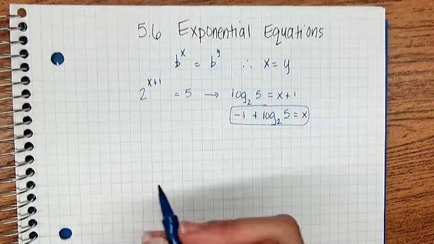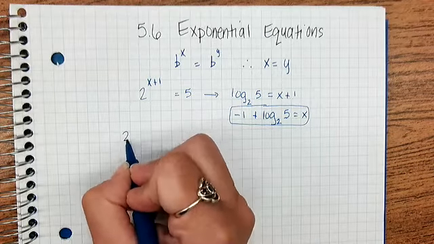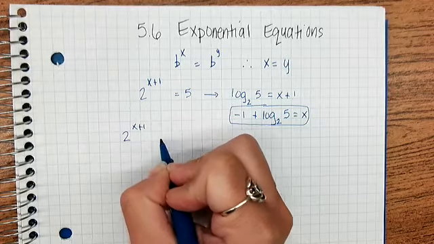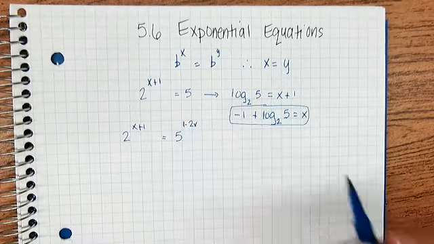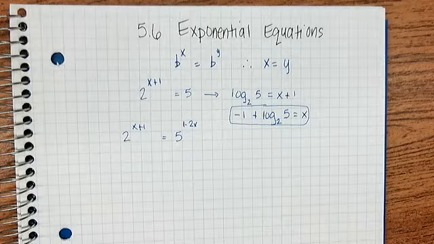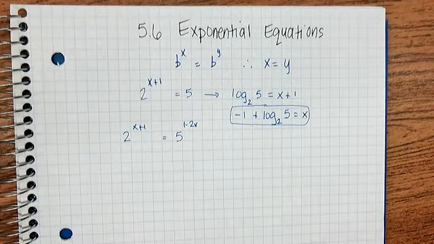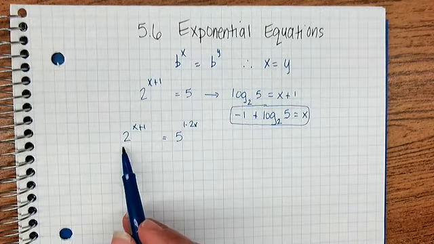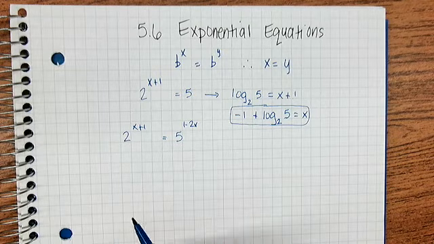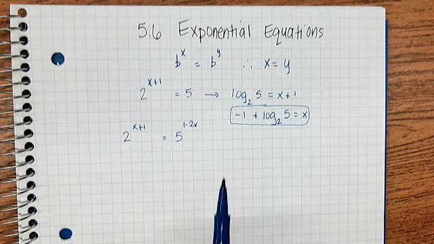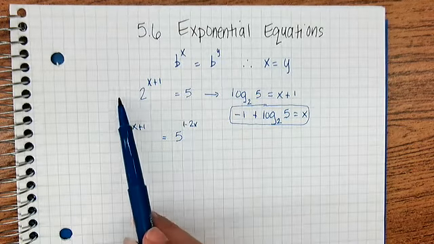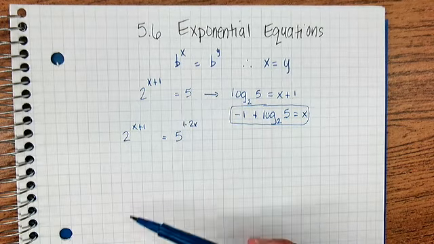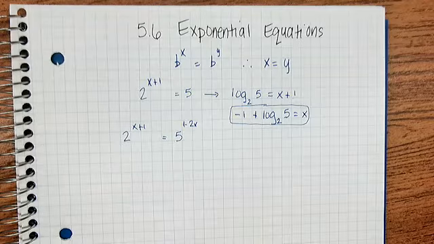All right, what happens when it's something like 2 to the x plus 1 equals 5 to the 1 minus 2x? Well, what's the base? Is the base 2? Is the base 5? Yes. So it's not as obvious, I should say, as it is in the previous example. But what I'm going to do is take the log of both sides.